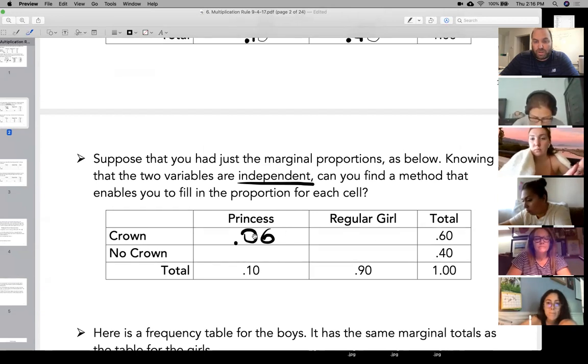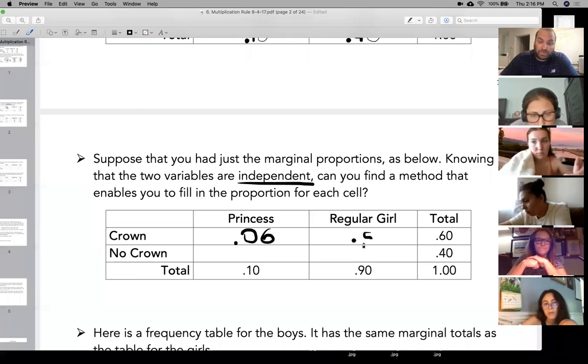Now, we already know that these two have to add to 0.60, and as such, this one has to be 0.54. But let's go through the same process. If I multiply this number here, which is the total for that row, times this number here, which is the total for that column, what is 0.6 times 0.9? 0.54.